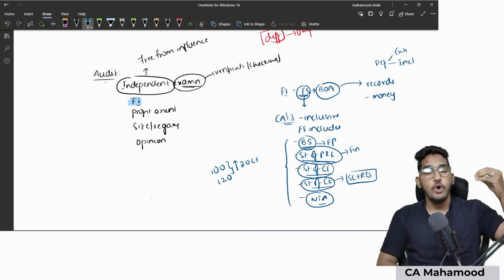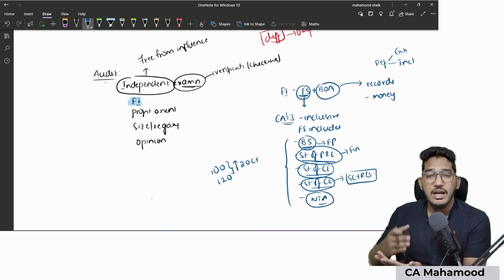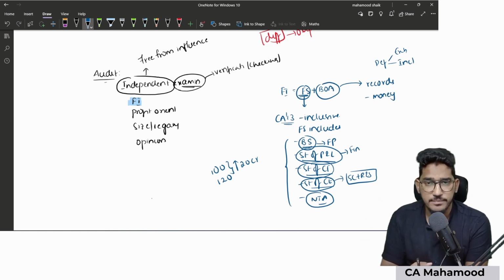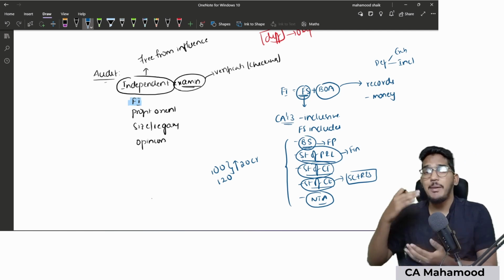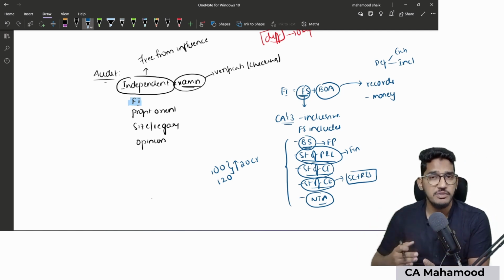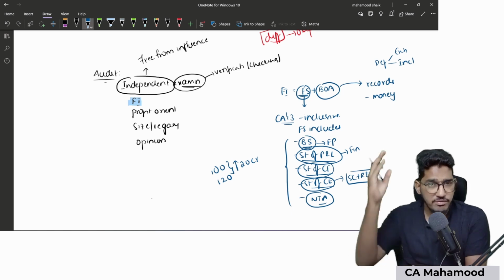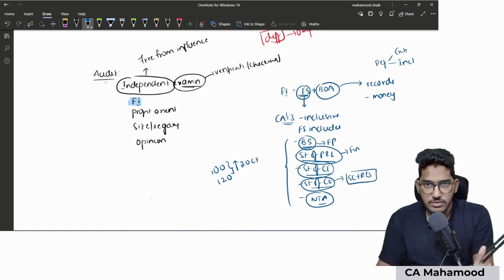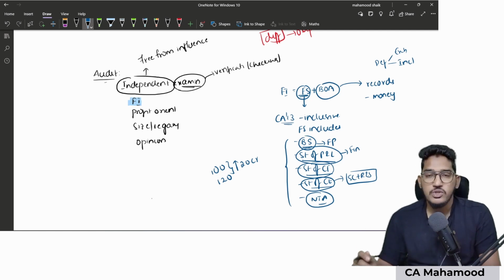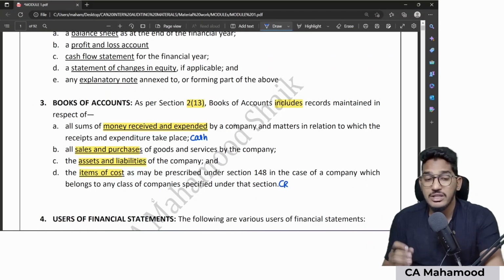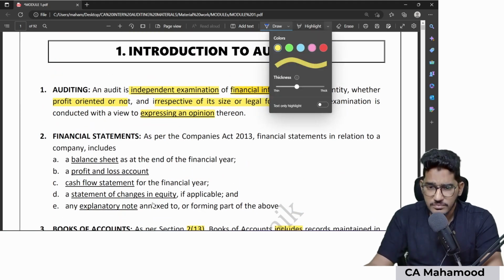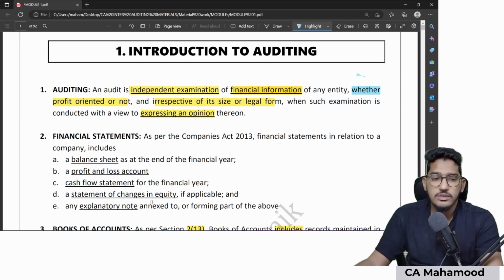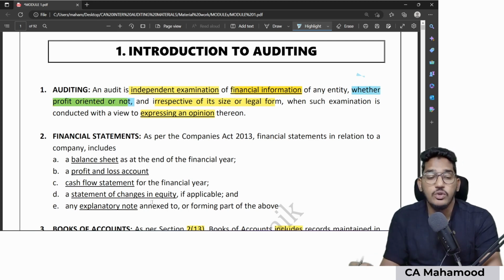If I say I am conducting audit of Reliance Industries Limited, what I will do there? I will independently examine financial statements, books of accounts of Reliance Industries Limited. If I say I am conducting audit of so and so company X Limited, which means what I am doing there? I am independently examining financial information, that is financial statements and the books of accounts of X Limited company. Understood? So this is what actually happens in the audit. So audit is an independent examination of financial information of an entity. Now let us come to the next part of the definition, in which they are trying to say here whether profit oriented or not.